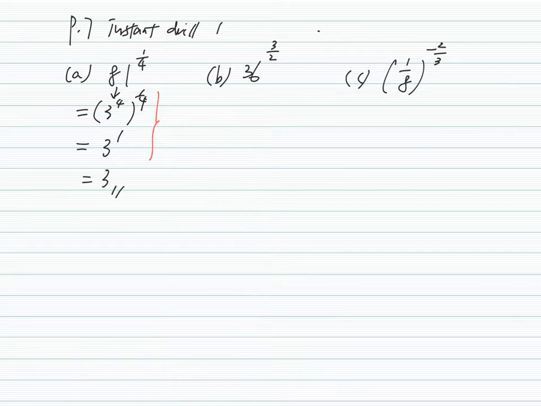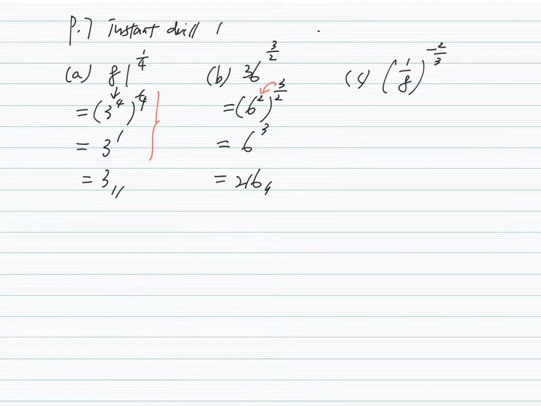Now let's go on. 36. 36 is now 6 squared. So again, perform the law of index. The index should be multiplied inside with the index of 2. So what's left will be 6 to the power of 3. 6 to the power of 3 is 216.